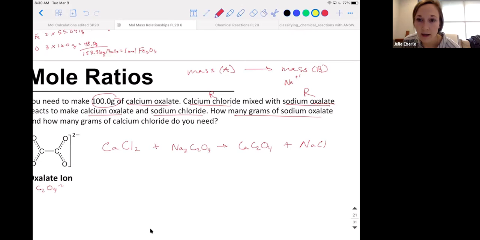Now we need to balance it, right? So y'all look at this and put coefficients in. What coefficient should we have for the balanced chemical reaction?